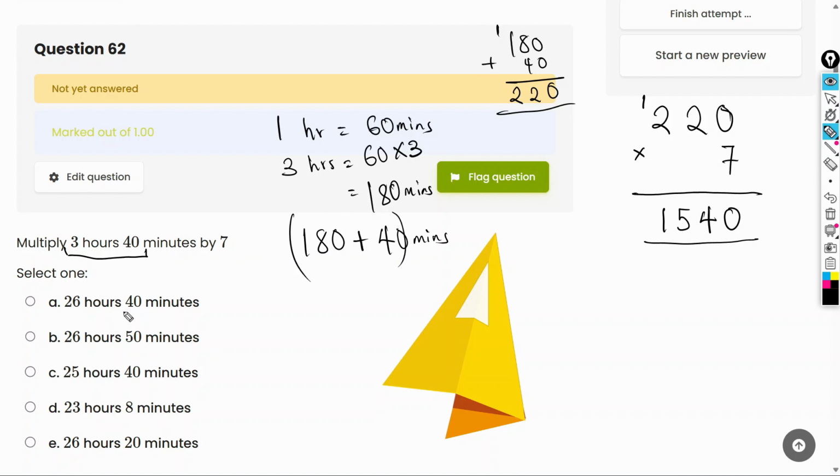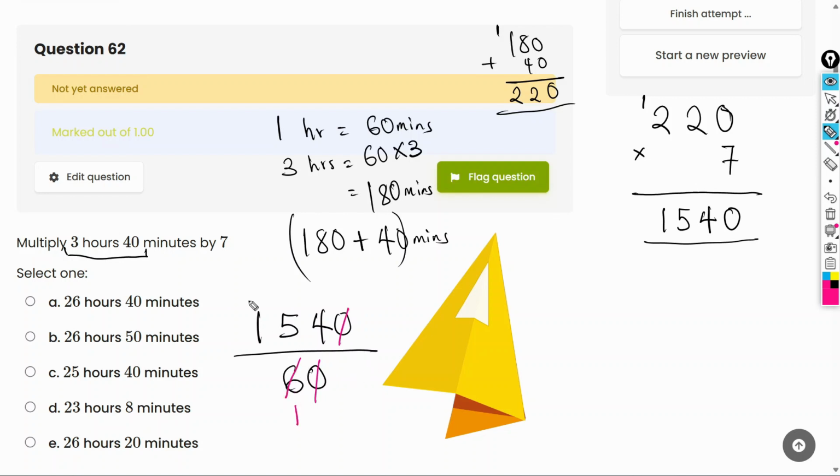Let us change that to hours. Now we are changing from minutes to hours, from a smaller unit to a bigger unit. It means we should divide. When you're changing from a bigger unit to a smaller unit, you multiply. So 1540 divided by 60. We can start out by cancelling our zeros, which is the same thing as dividing by 10.